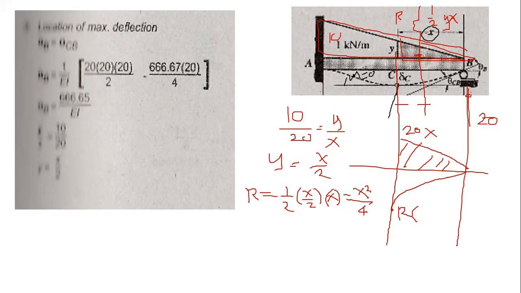If this one is x, the location of that centroid is just x over 3. So this one is r times x over 3. We already calculated before that r is equal to x squared over 4, and then you multiply by x over 3. In other words, we can have this one as x cubed over 12. This is the value of this moment.